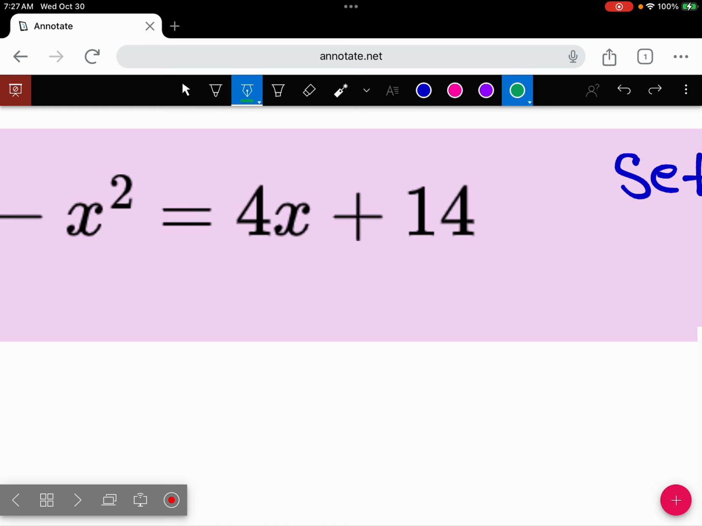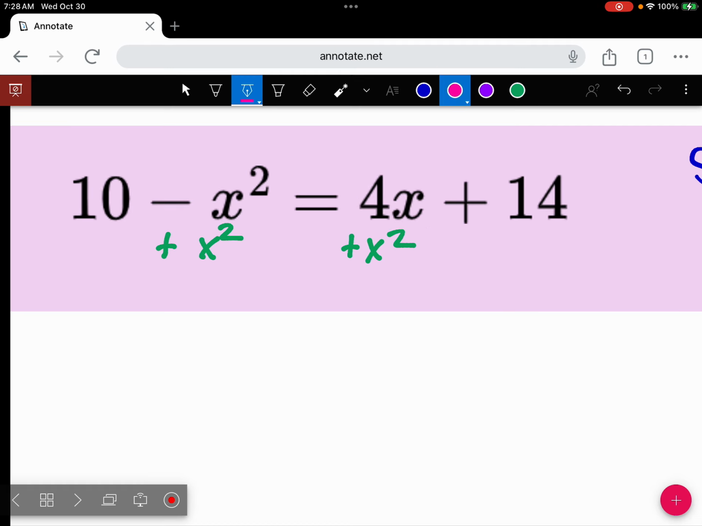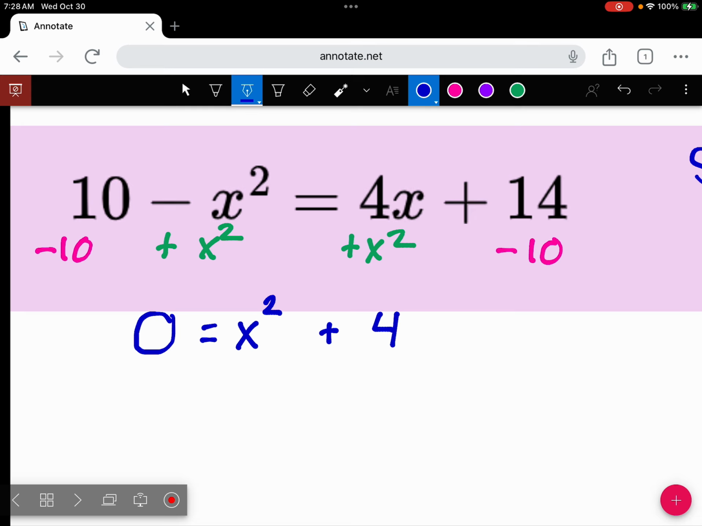So what I'm going to do is add x squared to both sides to get this to move over here. And I'm going to subtract 10 from both sides because I'd really like this to equal 0. If I subtract 10 and add x squared, the left-hand side turns into a 0. And my right-hand side is going to be x squared plus my 4x plus 14 minus 10 gives me 4.